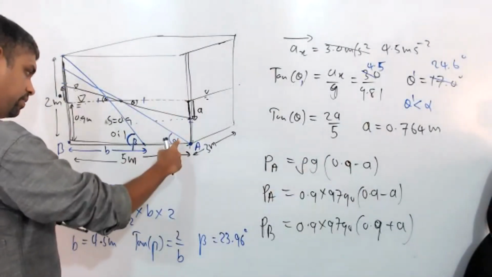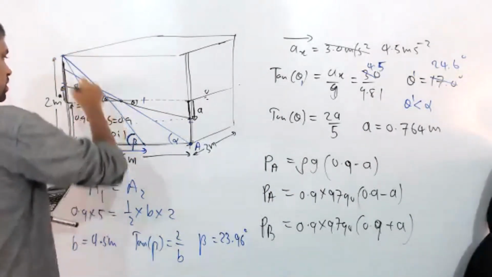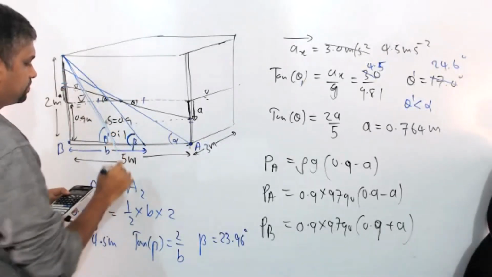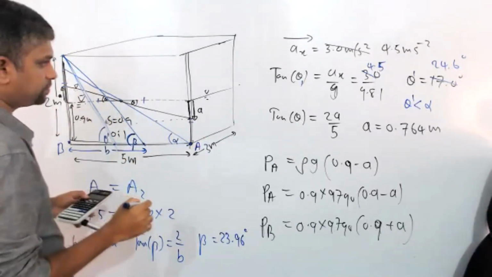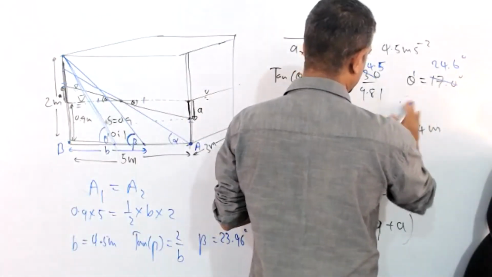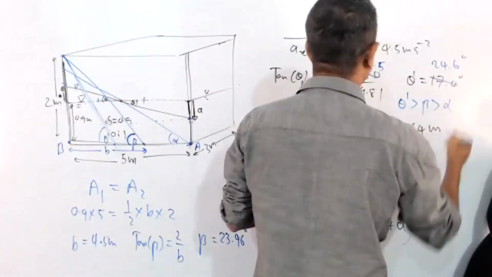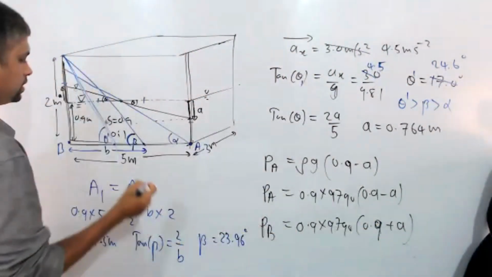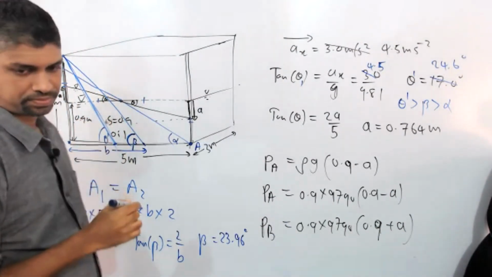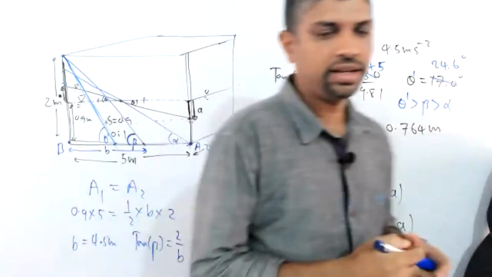I can see that this theta dash is greater than alpha. It is even greater than beta. Therefore, this will be the new situation, something like this. Theta dash again. Is it clear? This theta dash is greater than beta. Therefore, this will be the new position. The way we analyze differs from question to question.